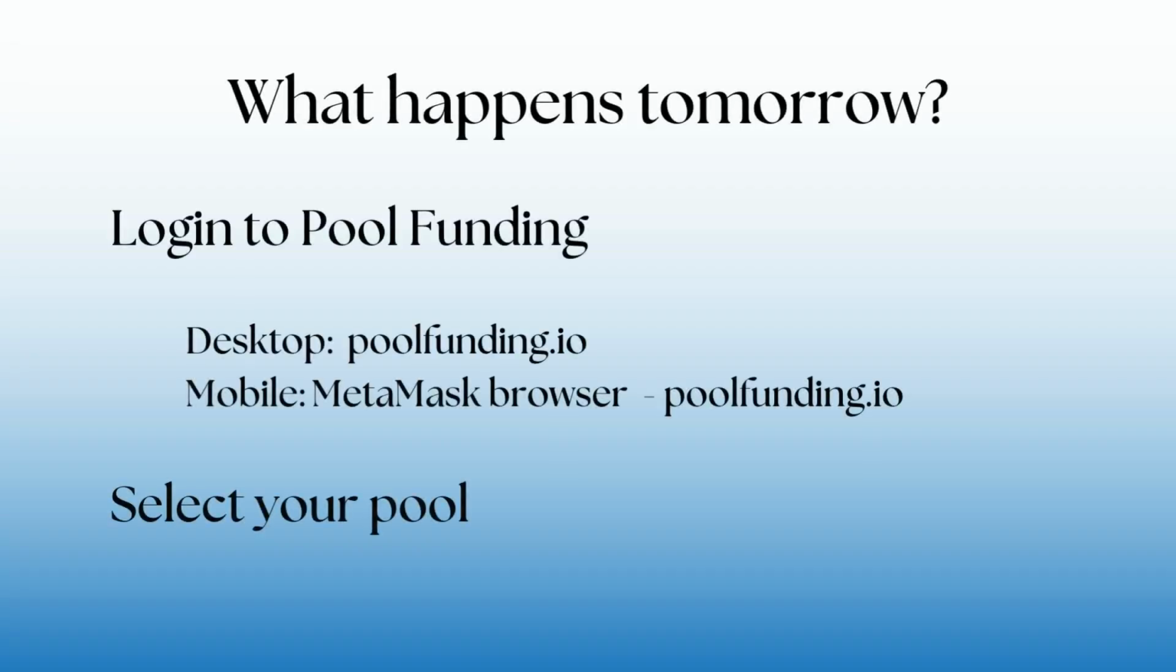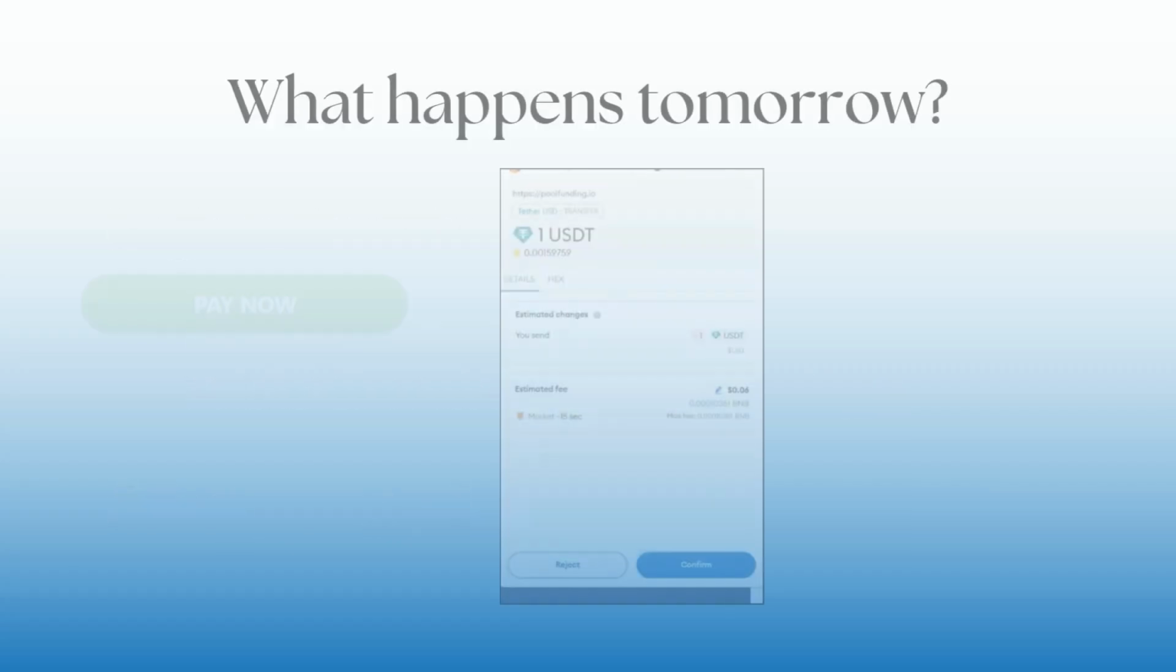What happens tomorrow? Log into Pool Funding to make your payment. On desktop, you're going to type poolfunding.io in your browser and then log in to Pool Funding from there, and MetaMask will open and you can log in. In the mobile, log into MetaMask first, go to the compass icon in the lower menu, which will open the MetaMask browser. Type in poolfunding.io and that will connect you to the login window for Pool Funding. Select your pool, and from that point on, you can make your payment.